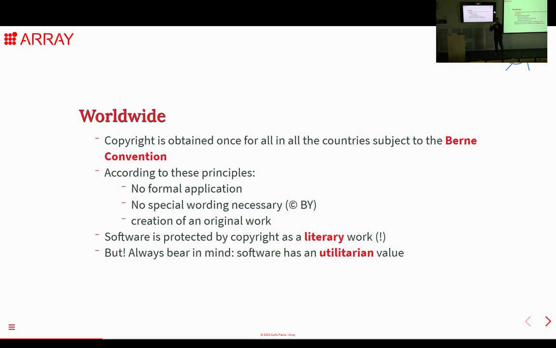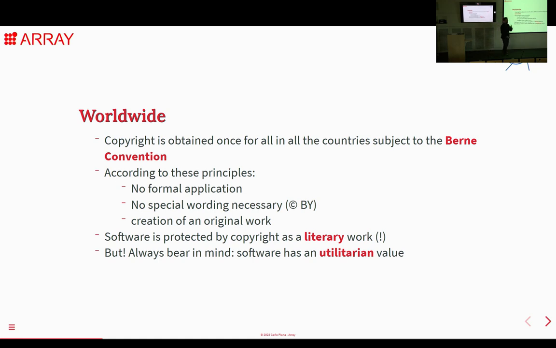As I said, the Berne Convention was made more than 100 years ago, way before even computers existed. So how can it protect software? Software is protected as a literary work. If you think of the source code as something that resembles the English language, roughly, that is the basic protection of copyright.